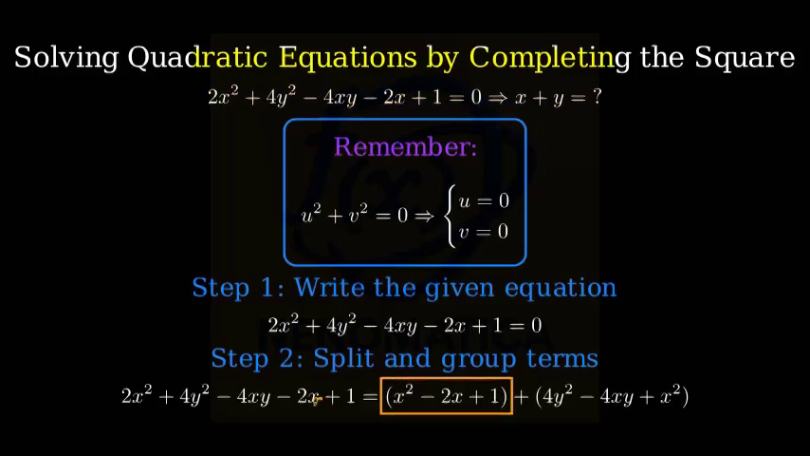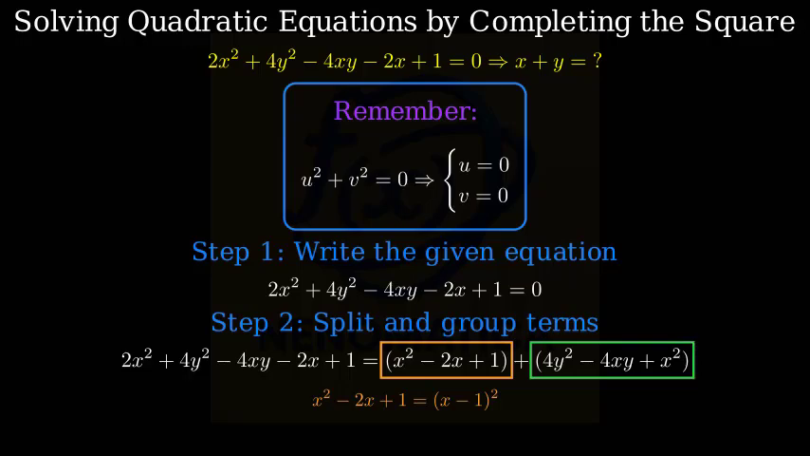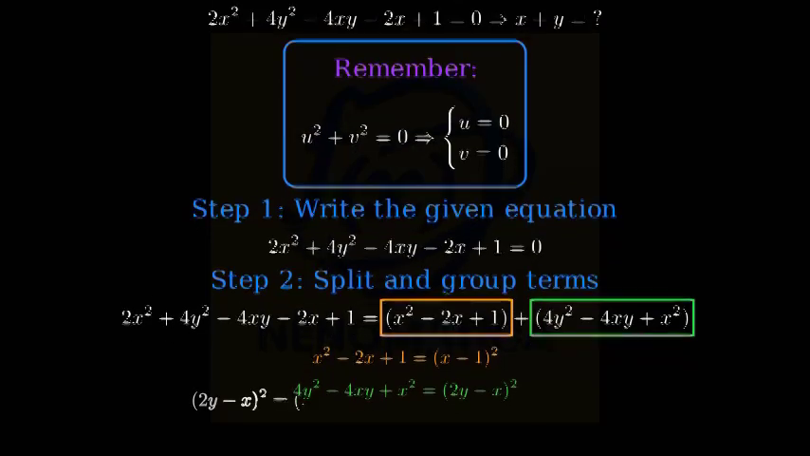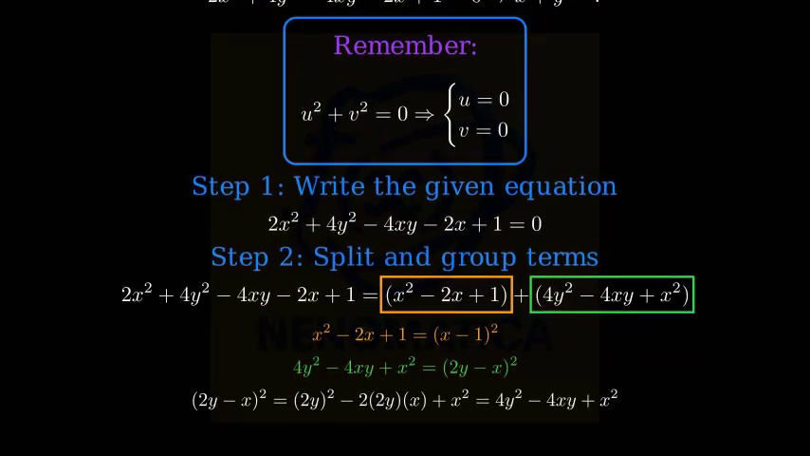The first group looks like a perfect square of the form x minus 1 squared. The second group will lead us to another perfect square. For the second group, we need to recognize that it can be written as a perfect square. Let's examine 4y squared minus 4xy plus x squared. This is the perfect square of 2y minus x. We can verify. When we expand 2y minus x squared, we get 4y squared minus 4xy plus x squared.